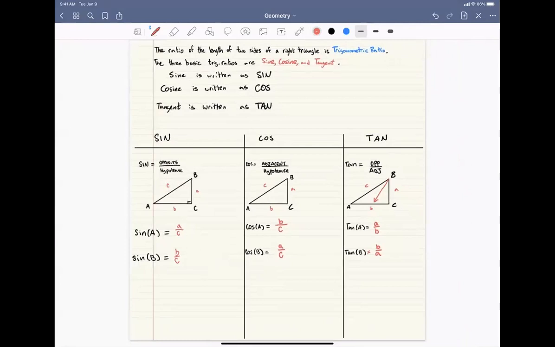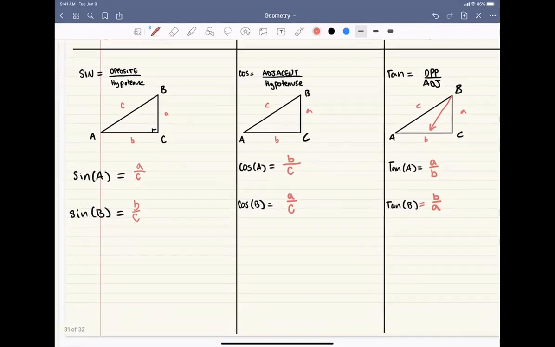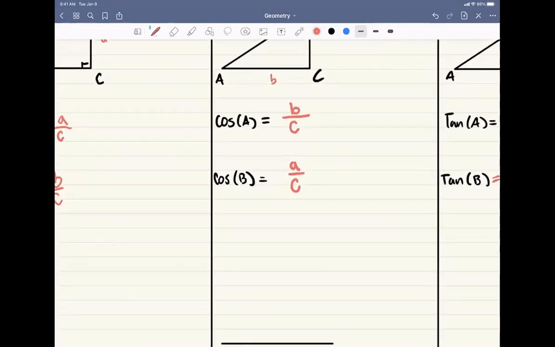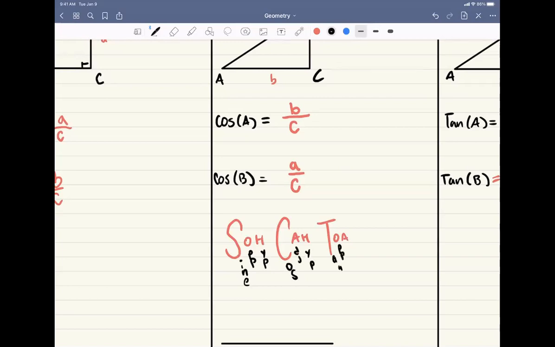All right, and those are the three basic trigonometric ratios. And you can remember each one of them by using something called SOHCAHTOA. If you're wondering what SOHCAHTOA means, SOH means sine is equal to opposite over hypotenuse, and I'm just gonna write hype. Cosine is equal to the adjacent leg over the hypotenuse. And then tangent is equal to the opposite over the adjacent.